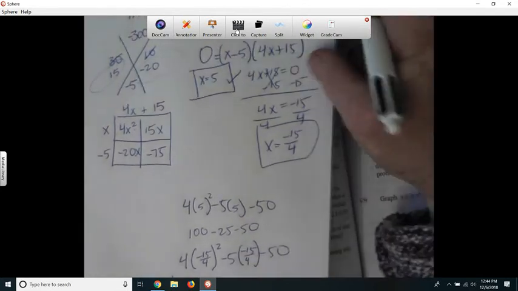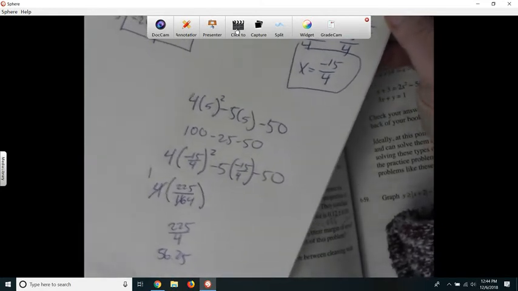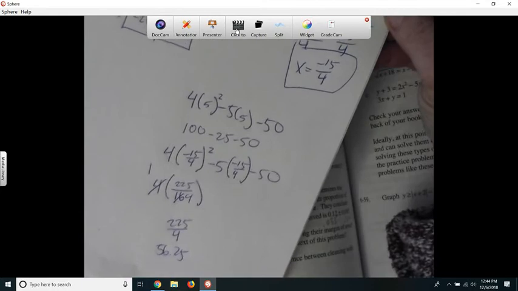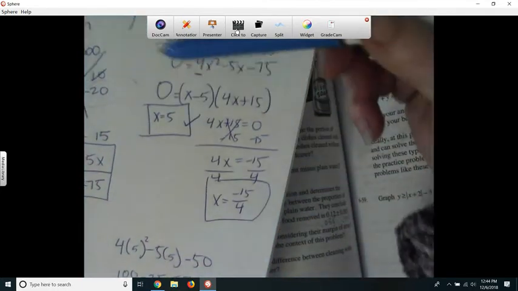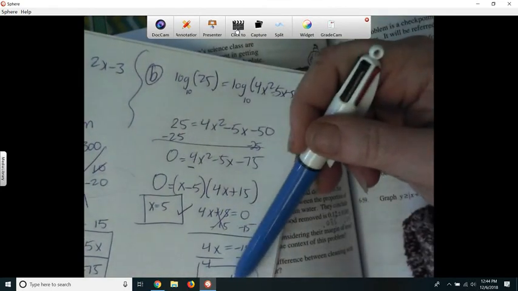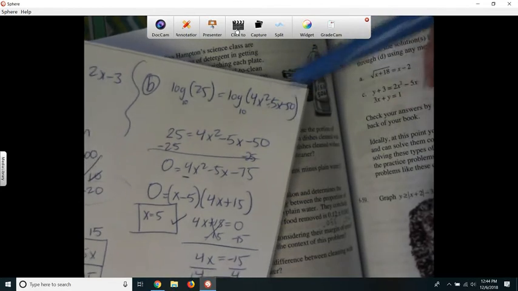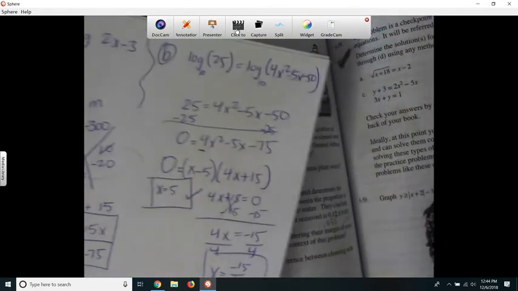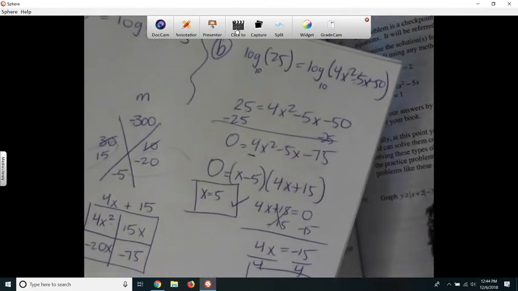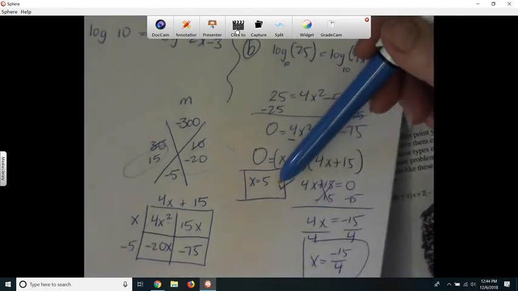Hey, do I have to do the rest of this? I think you just gotta find out what x is. Well, I found x, but you have to check these, because if you get a solution and you plug it back in here and it gives you a negative or a 0, then you're going to throw that one out and say it's an extraneous solution. So once you find what x equals, you have to check it back in the equation. I checked my 5 and it worked.